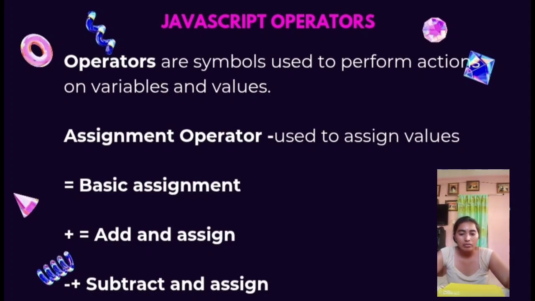The assignment operator is used to assign values. And then naay mga assignment operators same sa equals. Ang equals ang name niya sa JavaScript operators is basic assignment. Ang plus equals is add and assign siya. And then ang minus equals is subtract and assign. Ilang mga name, ilang mga value. Basta that's it sa JavaScript operators.